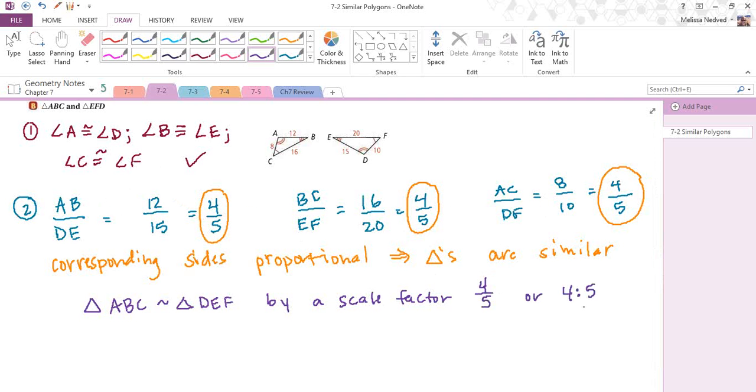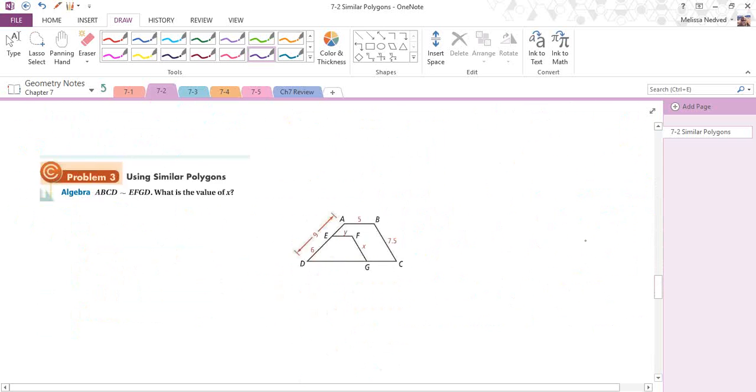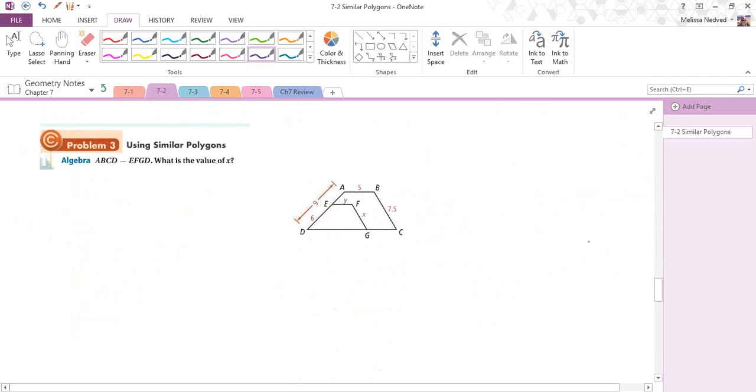All right. Now, we've looked at how to use our similarity statements. We've decided if we have similar triangles. Now we're going to use similar figures to find missing sides. So here we're given that ABCD is similar to EFGD. So we're told that these are similar figures. We don't have to check it. We know it. I want to find the value of X, and then later I'm going to find the value of Y.